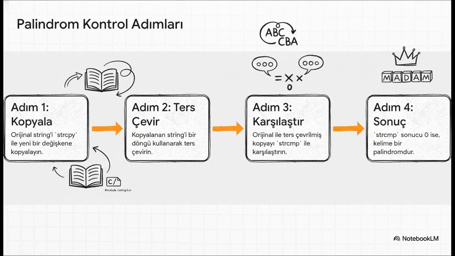You know, this problem is perfect because it ties everything together. Here's the game plan. Step 1. You make a copy of the original word using strcpy. Step 2. You write a little loop to reverse all the letters in that new copy. Step 3. You compare the original word with your reversed copy using strcmp. And finally, Step 4. If strcmp gives you back a 0, then you know for sure it's a palindrome. See how all those tools just came together?